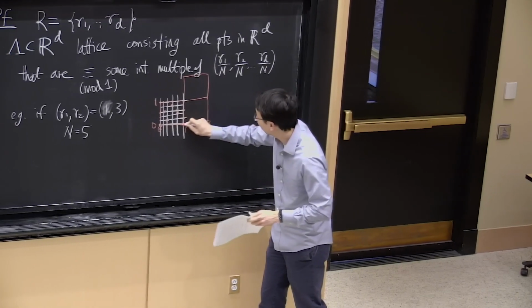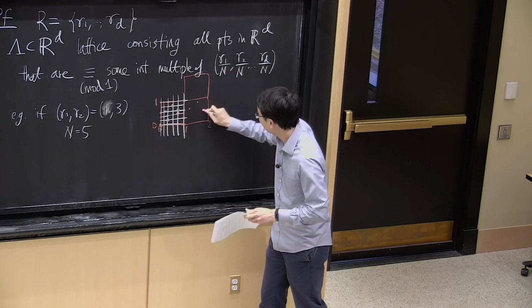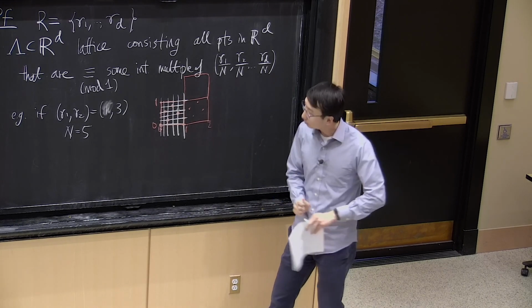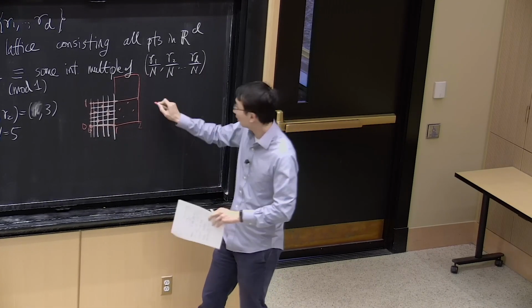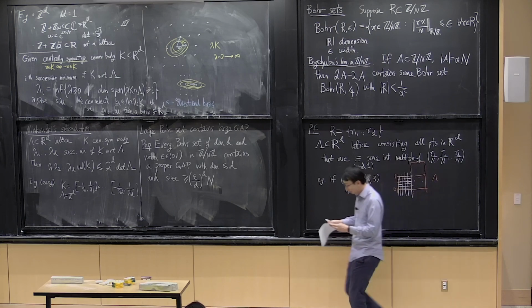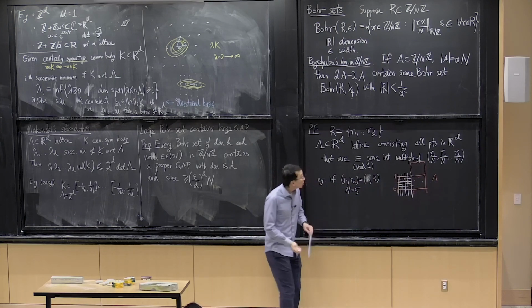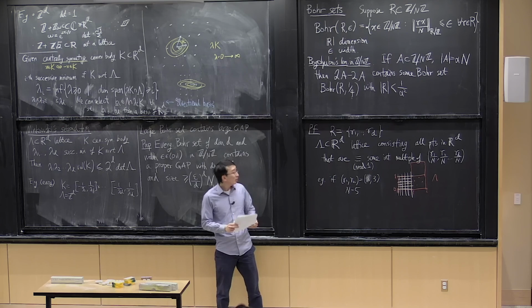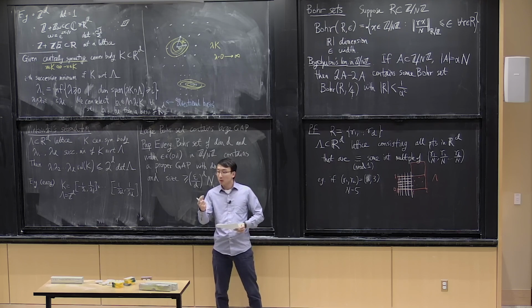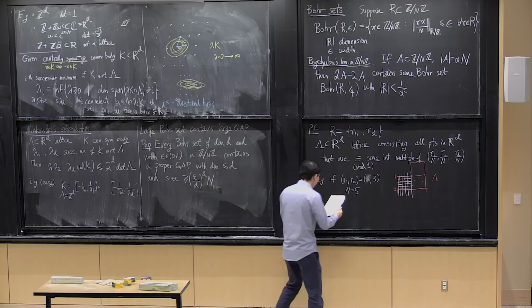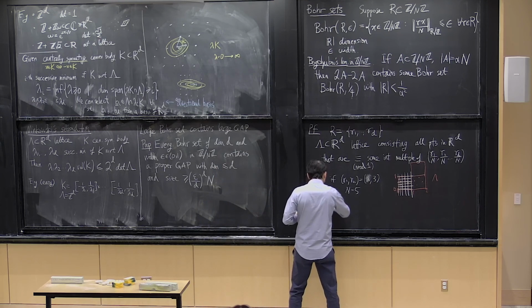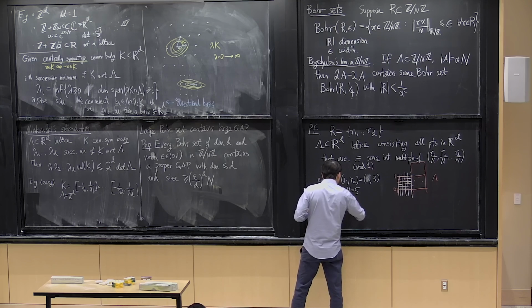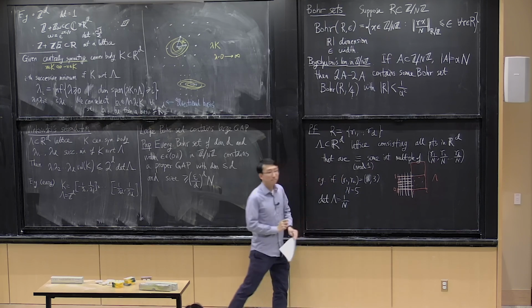And so you would have, and so on. Okay, so that's the lattice. Okay, so you have this lattice lambda. What is the volume? What is the determinant of this lattice? Right, so the determinant of the lattice, remember, is the volume of its fundamental parallelepiped. So I claim that the determinant is exactly 1 over n.